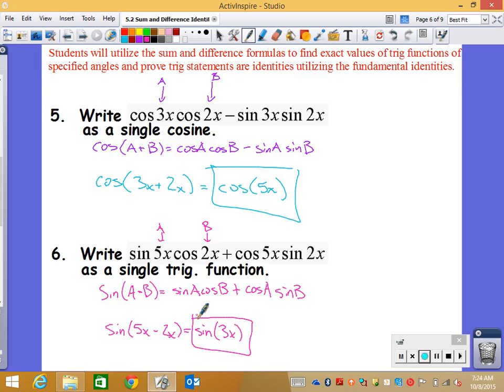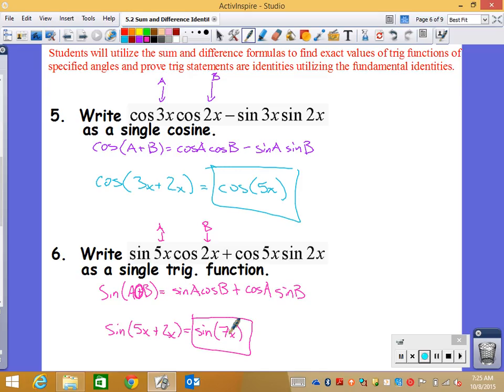Nope, I had it right the first time, didn't I? I apologize, folks. This should be a plus here. My brain is a little tired this morning. My apologies. This should be the sine of 5x plus 2x. So my final answer will be the sine of 7x. My apologies on that. I had my identities a little backwards.